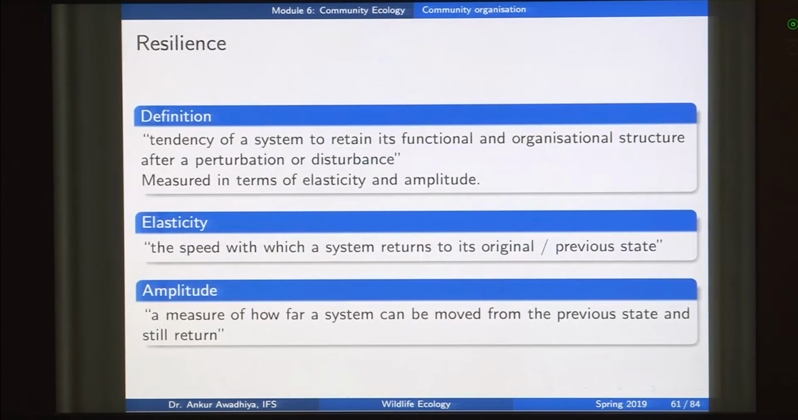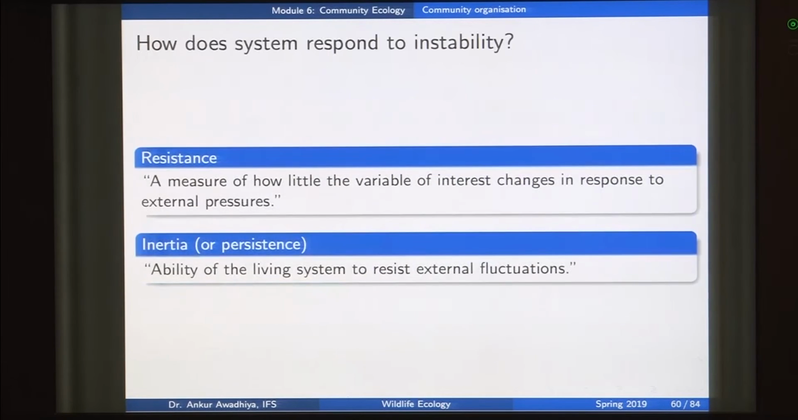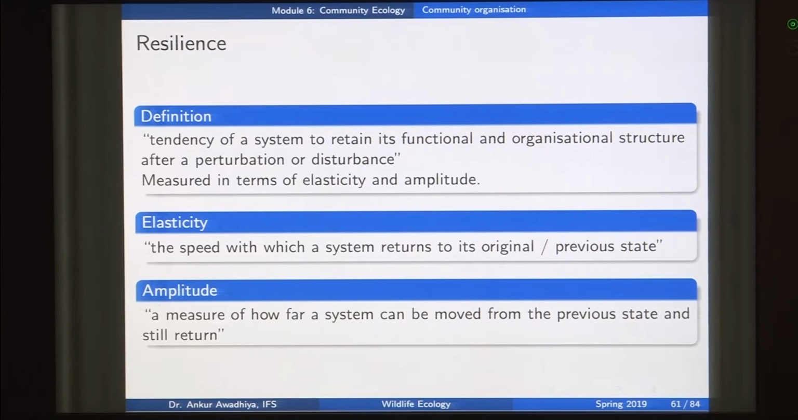The other definition is that of resilience. Resilience is when you have the changes, how fast, how quickly, and to what extent is your community able to bounce back to normal. It is the tendency of a system to retain its functional and organizational structure after a perturbance or disturbance. Now, resistance is measured in terms of inertia, and resilience is measured in terms of elasticity and amplitude.